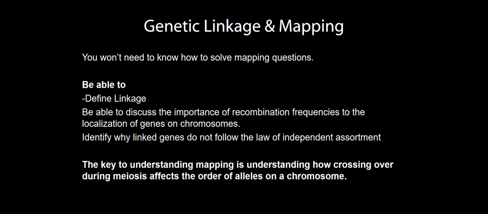Now, I'm never going to ask you how to solve mapping questions. What you're going to need to be able to do is understand and define the concept of linkage and discuss the importance of those crossing over frequencies, which the book might call recombination frequencies. Recombination is simply the more general term we use to describe when two pieces of DNA end up exchanging pieces. So understand the importance of these recombination frequencies to the localization of genes on the chromosomes, and identify why linked genes do not follow the law of independent assortment. The key to understanding mapping is to understand crossing over during meiosis.